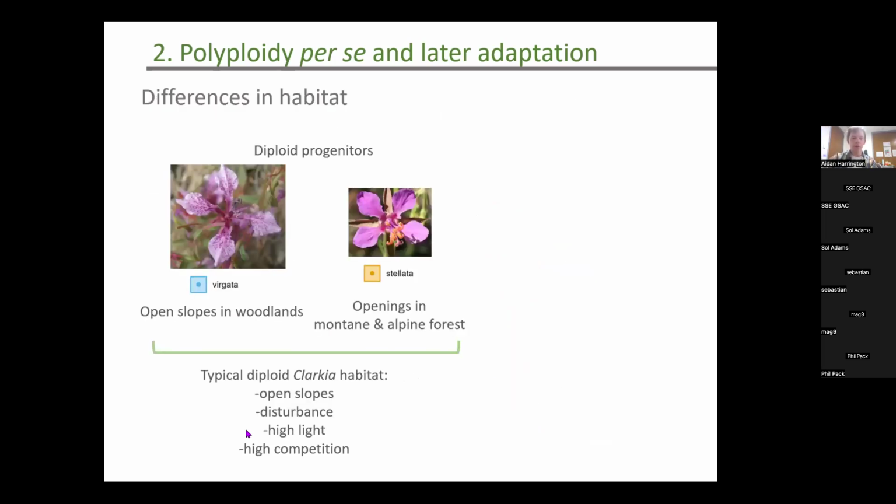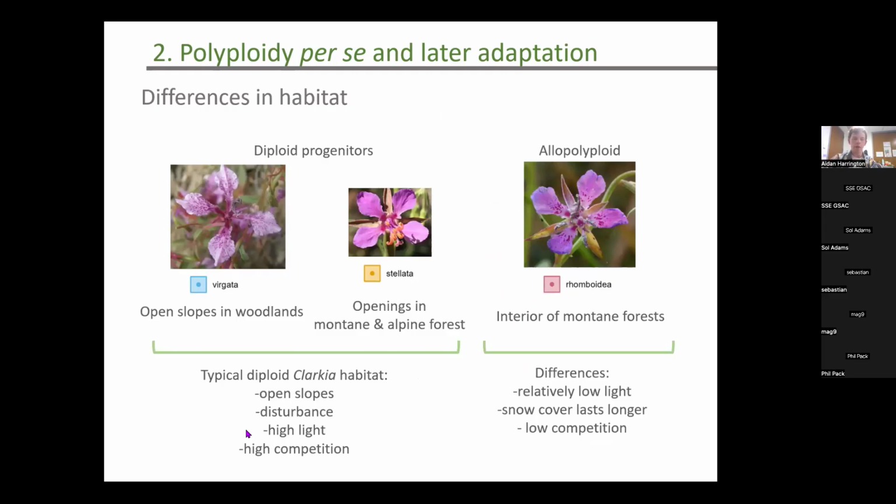So the first thing to understand here is the differences in habitat between the diploids and the polyploid. The diploid progenitors of rhomboidea tend to be in either open slopes and woodland areas or openings in montane and alpine forest, characterized by disturbance, high light and higher competition. Whereas the allopolyploid, Clarkia rhomboidea, lives in the interior of montane forests. Some big differences include the fact that this is a relatively low light environment. There tends to be a lot of snow cover in these environments. It lasts longer, and there's a lot less competition in these environments.